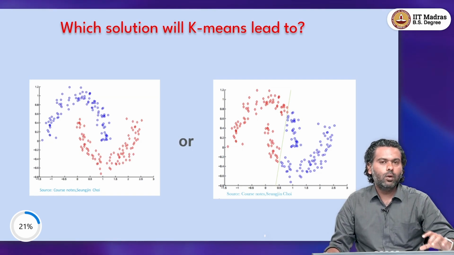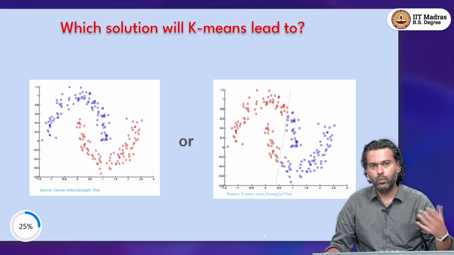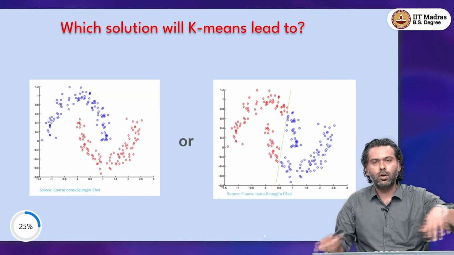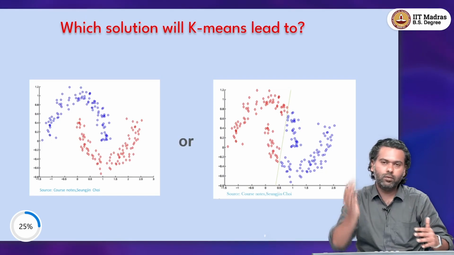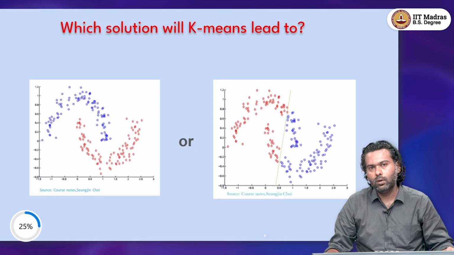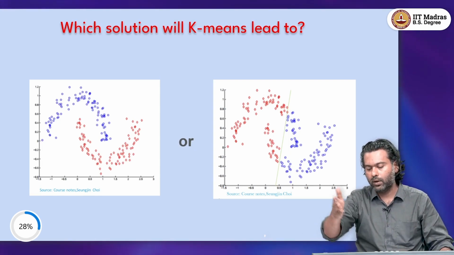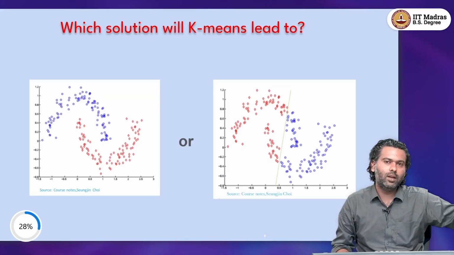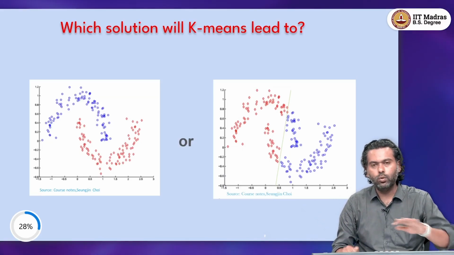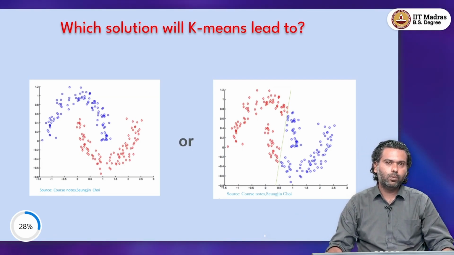On the left, what we have is the natural clustering that we thought will come out, which is the blue versus the red. These are called the two moons data set. You have this moon like this and the moon like this. Will it extract out the correct moons, or will it do something else? It will put a line, and the ones on the left are one group, and the ones on the right are another group. Which one will our algorithm lead to?